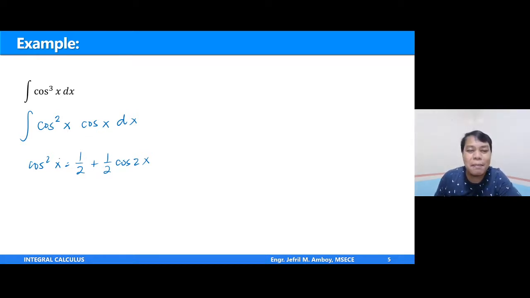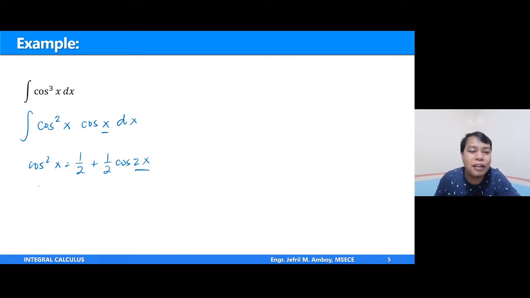Kaya, isip ka ng ibang paraan. Again, this will not work. Why? Because if I replace cosine squared x with 1/2 plus 1/2 cosine 2x, makakaroon ako ng cosine 2x. Tapos, ito naman cosine x lang. So, they are not similar. Kaya, ang gagawin mo, gamit ka ng ibang identity.